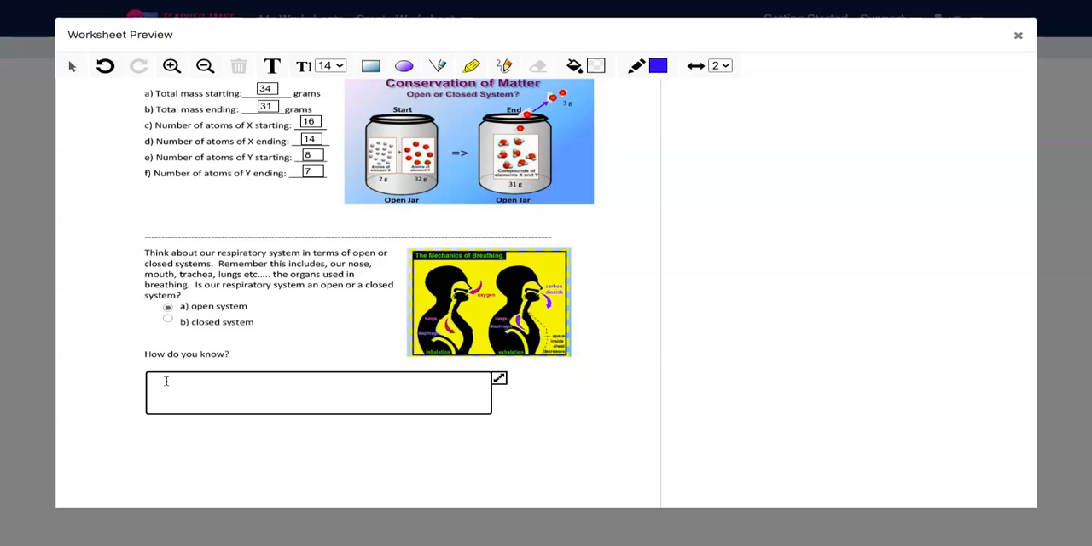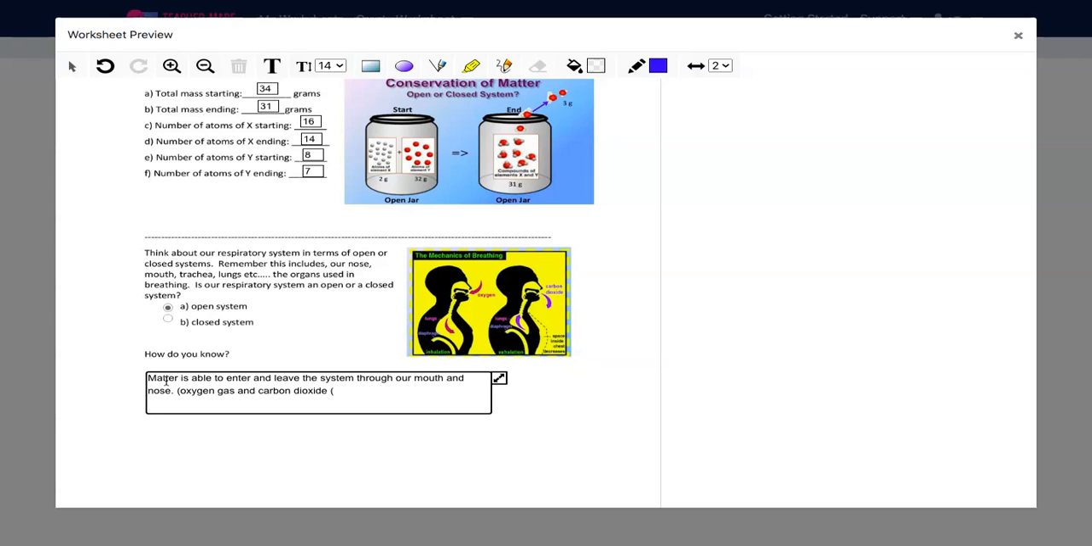And the reason that we know this is because matter is able to enter and leave the system through our mouth and nose. So you have oxygen gas and carbon dioxide gas.